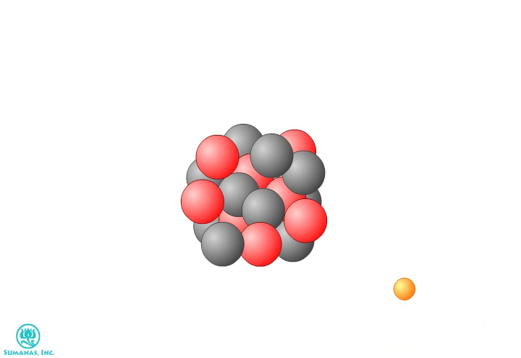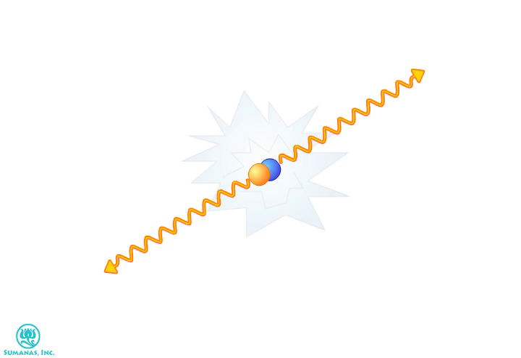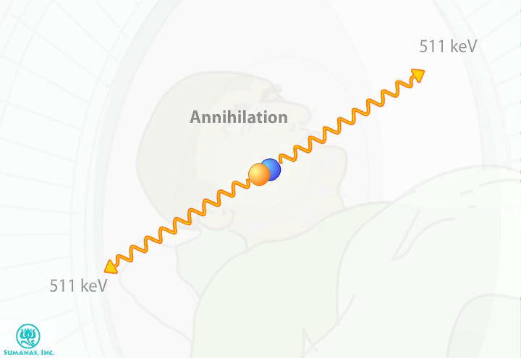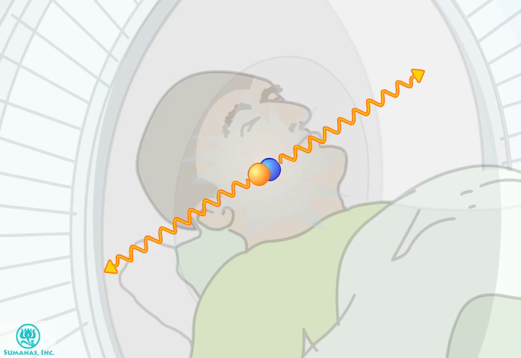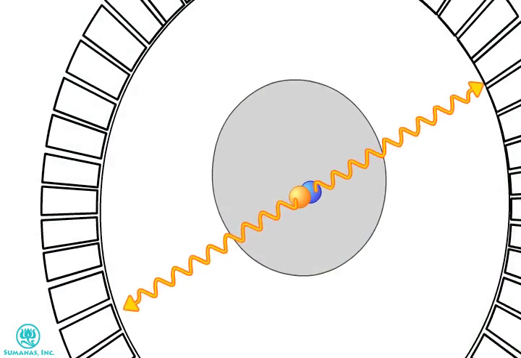The emitted positron travels only a short distance before encountering a nearby electron. The two particles combine and annihilate each other, resulting in the emission of two high-energy 511 kilo-electron-volt gamma rays in opposite directions. The gamma rays easily pass through the body and are detected by the electronics of the tomograph.